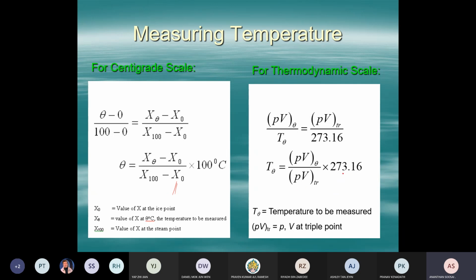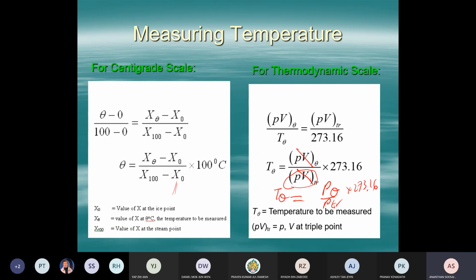You see, 273.16. This is the PV value. Actually, the volume is cancelled, because we use the constant volume gas. The volume of the gas is fixed. We never change the volume. So this formula can be changed to P theta over PTR times 273.16. This is the temperature theta.